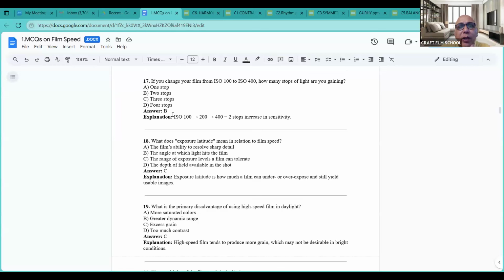So from 100 to 200, 200 to 400, even if it is a digital camera or a DSLR, SLR camera, he is not talking about the camera, he is talking about the film. Whatever format you are choosing, from 100 to 400, 100 to 200, 200 to 400. Now my question over here, which I have not mentioned here, is: is it an exponential growth? Is it a logarithmic growth? Or is it a linear growth?